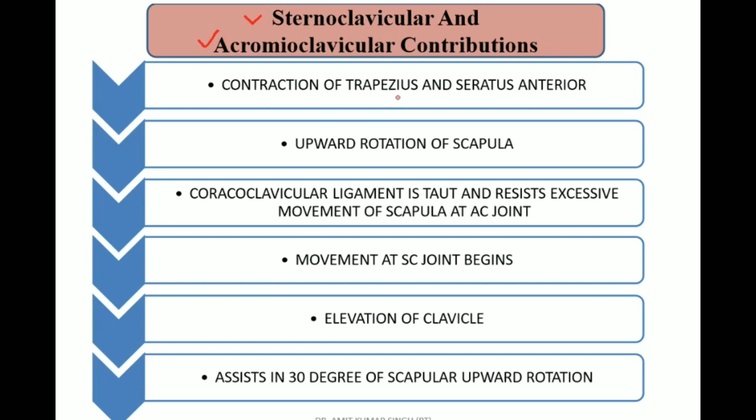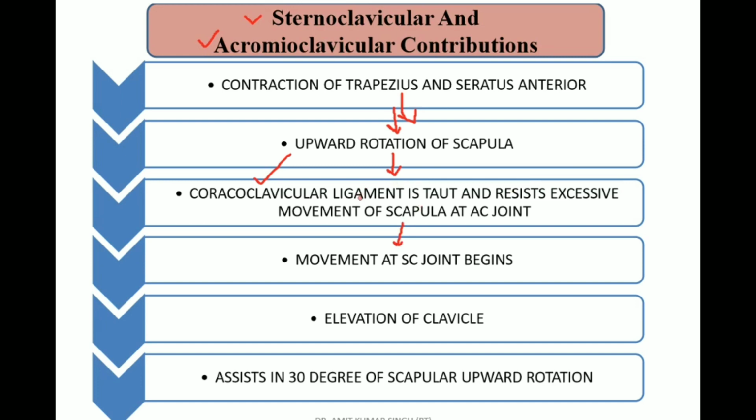I will be showing you this via diagram. So there is a contraction of trapezius and serratus anterior. Due to this contraction, there will be the initiation of the movement which is known as upward rotation of scapula. This will start. Once this movement starts, the coracoclavicular ligament is going to be taut and it will resist excessive movement of scapula at the AC joint.